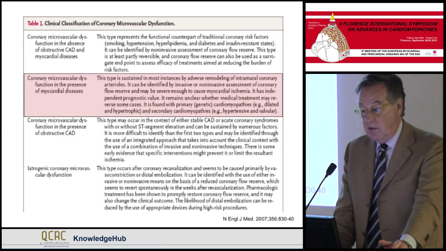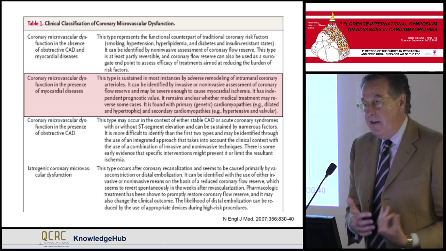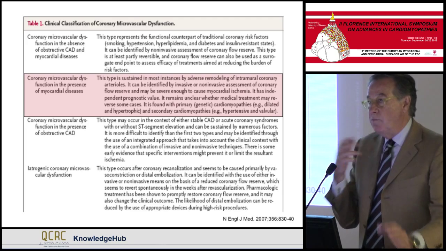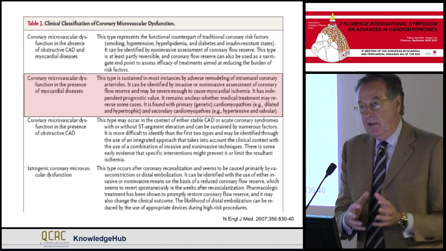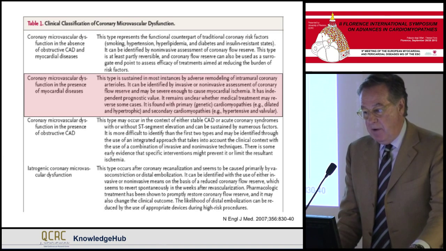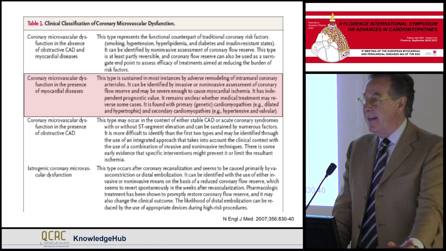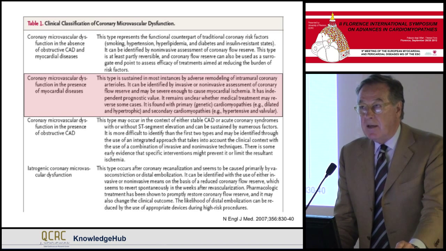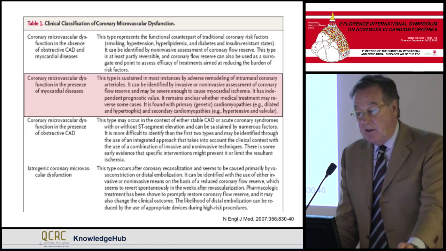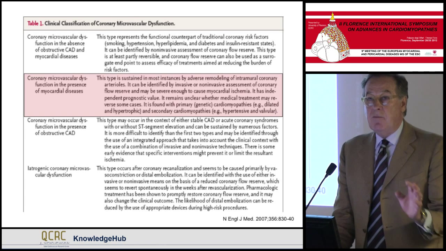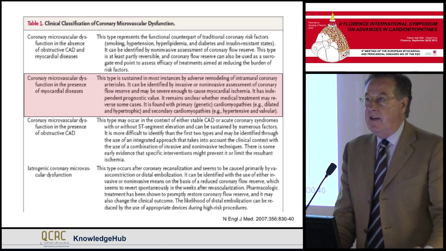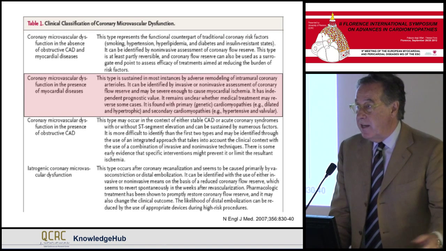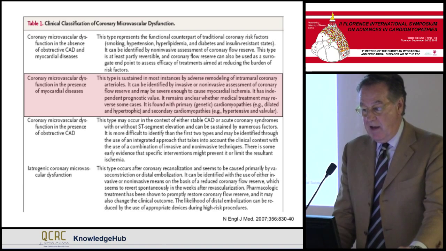Now, 5 years ago, with my good friend Filippo Crea from Rome, we tried to put some order in this field of microvascular disease. And we came up with a proposal of a clinical classification. Now, what interests us is the type B. And the type B is the coronary microvascular dysfunction in the presence of myocardial disease, either secondary to systemic disease or genetic, as you like to call them these days.